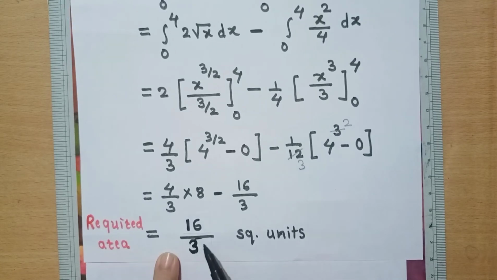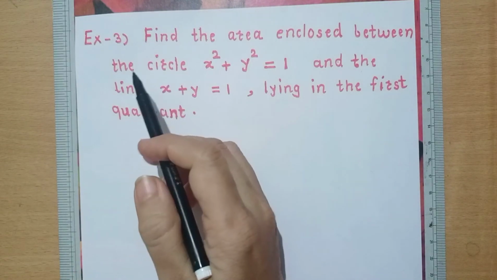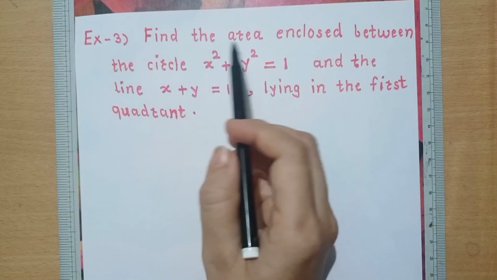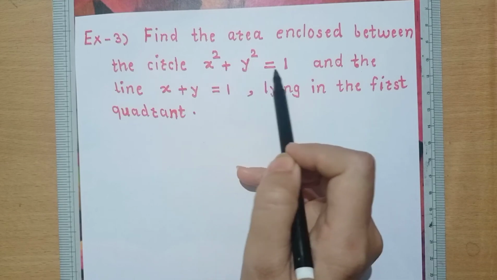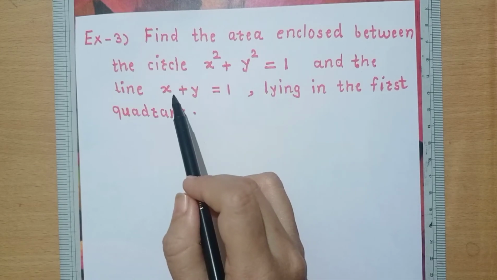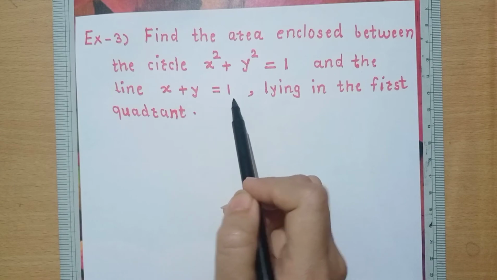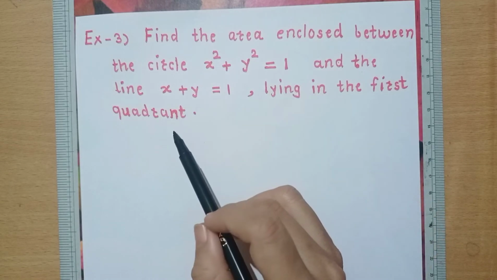This is the area lying between the two parabolas. This is our third example. Find the area enclosed between the circle x square plus y square equal to 1 and the line x plus y equal to 1 lying in the first quadrant.